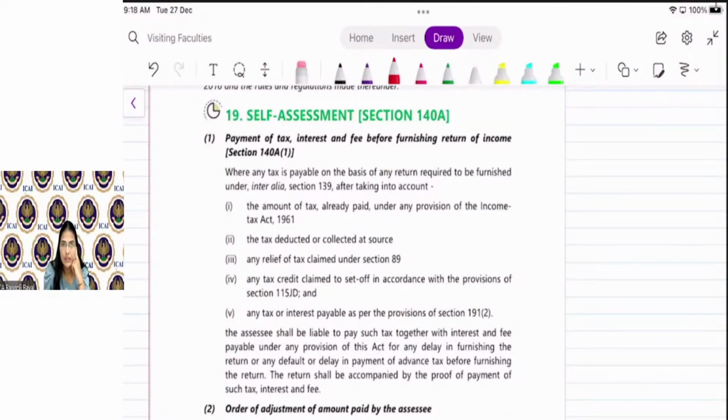Say, for example, on my income, my net tax liability is 1 lakh.